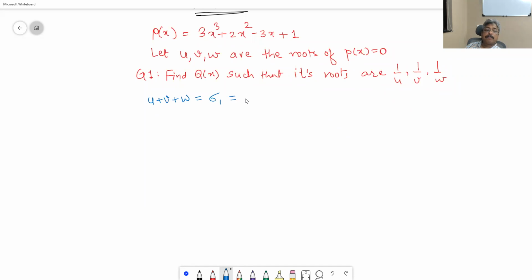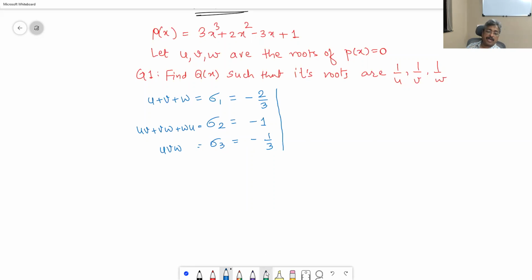-2 by 3. Sigma 2 of the given expression is -1 and sigma 3 of the given expression is -1 upon 3. Do you recollect this? We had done this before the 1 week vacation. Yes, sir. Okay, so let me write down what this is: uv plus vw plus wu, and uvw.